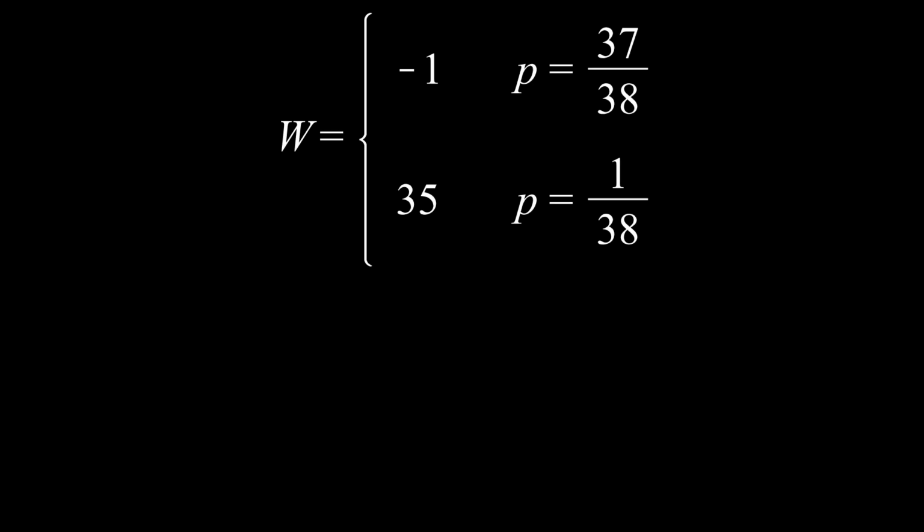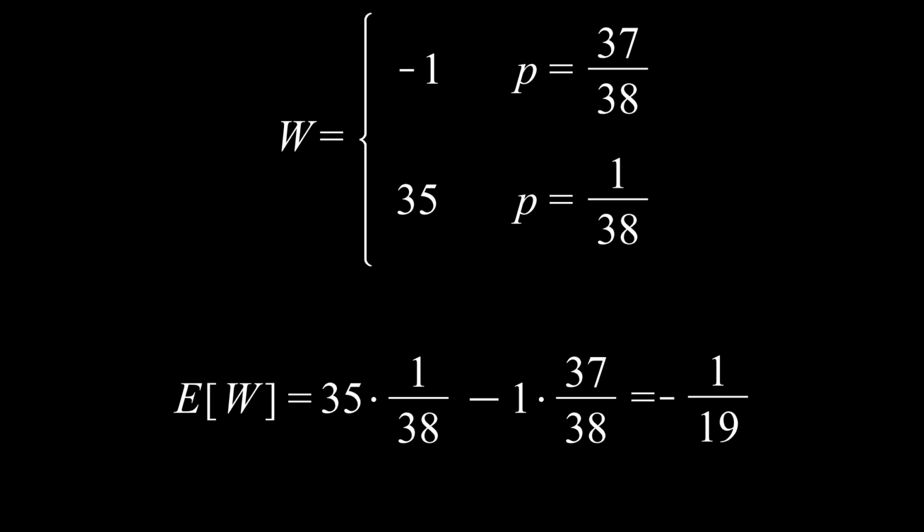There are 38 slots, which are all equally likely. One of them, the 0, results in a win, any of the others is a loss. Therefore, the probability of losing is 37 over 38, and the probability of winning is 1 in 38. This gives us enough information to calculate our expected winnings. To do so, we simply multiply each possible outcome by its probability and add them up.